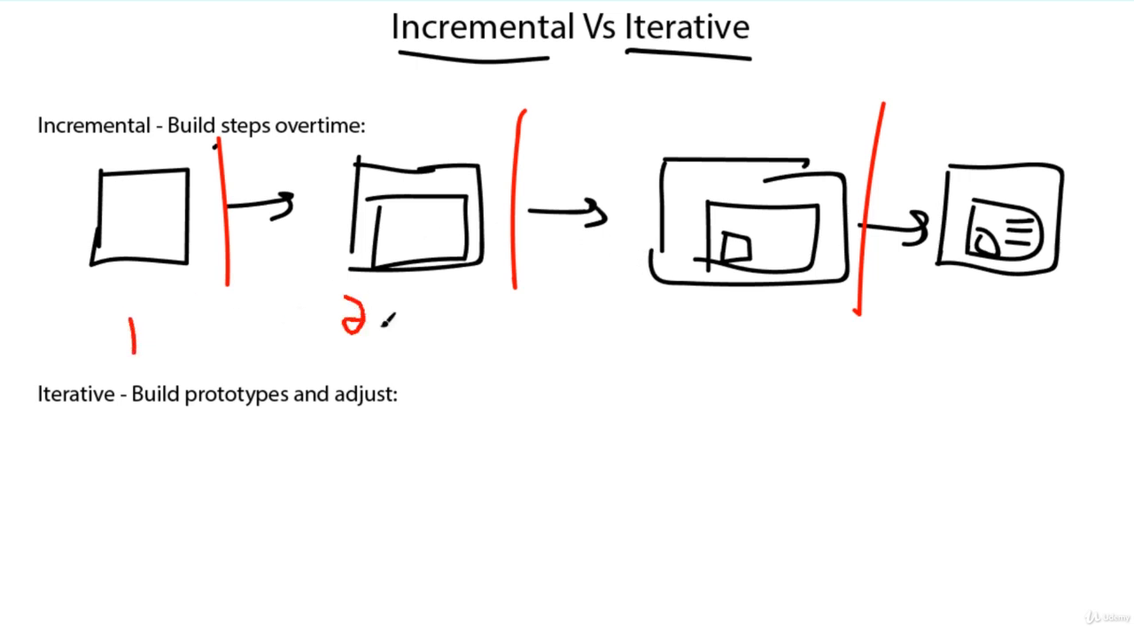So let's say state 1, 2, 3, and 4. We're building it from state 1 to try to get it to the beginning of state 2. Then we go from state 2, try to get to the beginning of state 3, and we move across like so. Now with the iterative model, we're building prototypes and we're adjusting it with new prototypes.